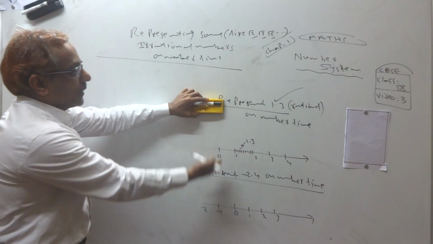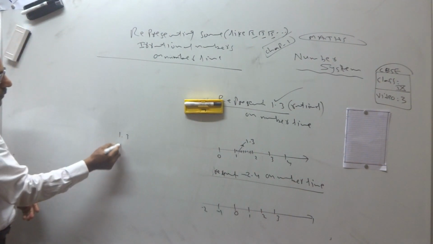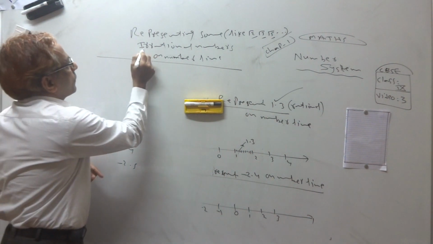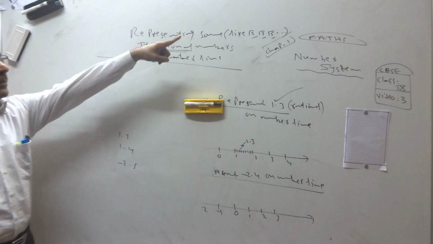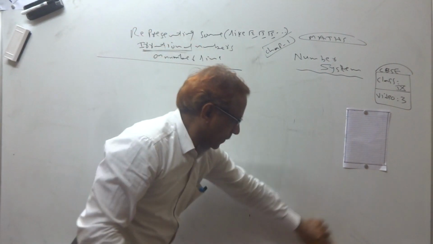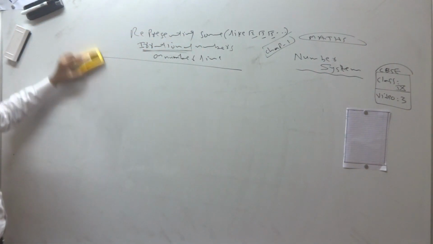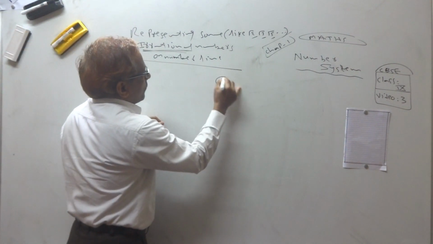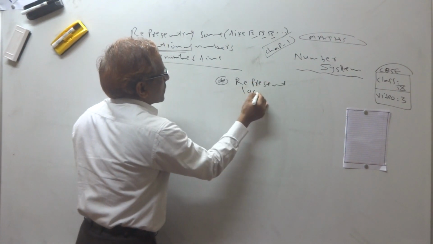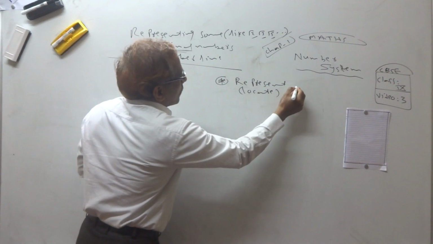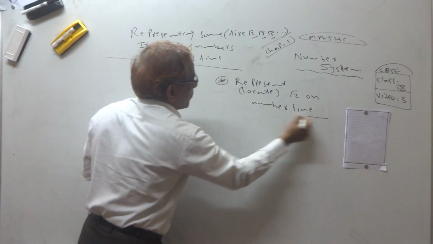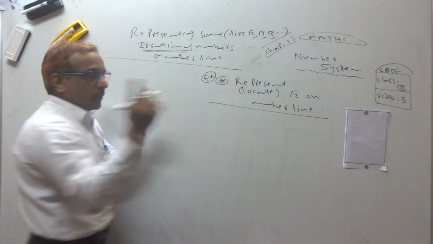So this was representing rational numbers: 1.3, 1.4, 2.5, minus 2.5. But now we are talking about what? Irrational numbers, root numbers. So this is an important question. Yes. Please see. A question is given: represent, or it can be given like this: locate root 2 on the number line. This is there in the textbook. This is a textbook example.